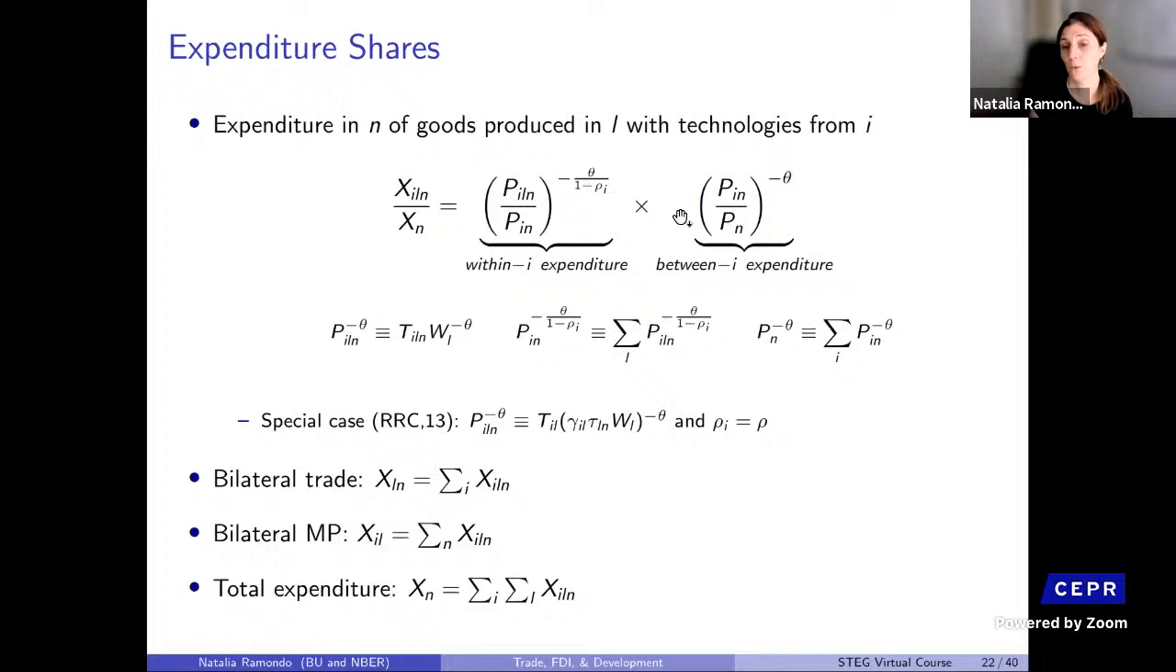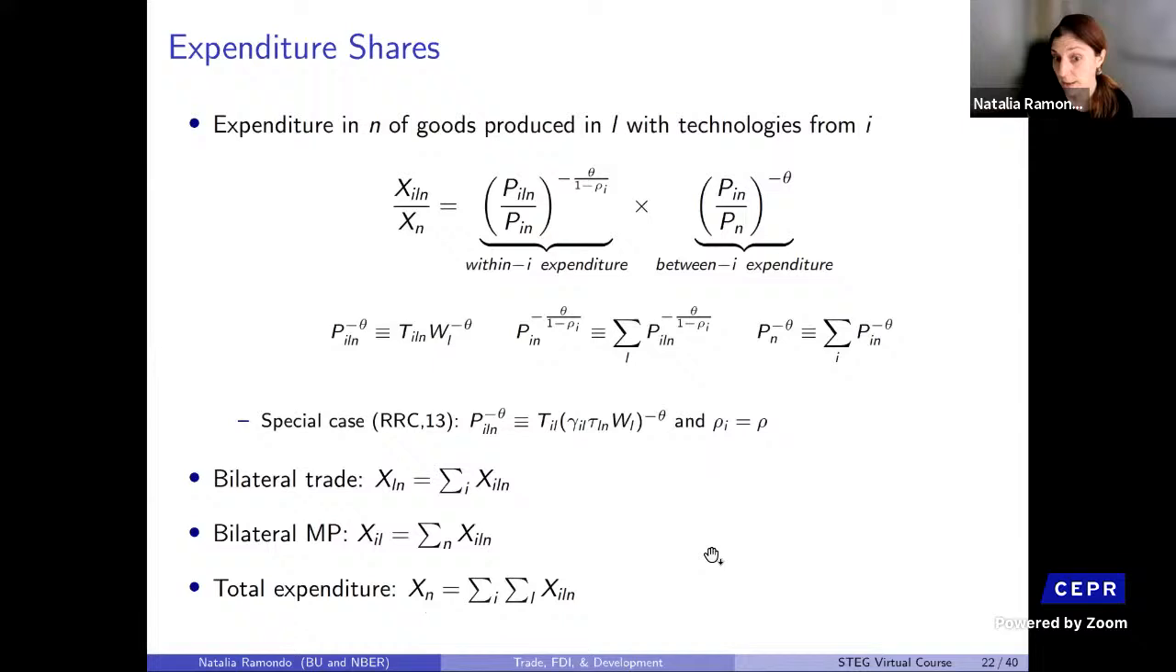This is nice because this will take us to gravity. At the home country level, we have a gravity expression that we can potentially use to estimate elasticities. Now, in the paper with Andres, we were in the special case, as I told Joe, where we decompose these T's into an index for iceberg trade and MP cost. And then we also are a bit less general on these rhos. So now it's easy, we have expressions and we can compute bilateral trade. That is the sum over i of this X_iLN, bilateral MP with the sum over N, and we have MP from i to L. Those are things that we observe in the data. And then we have total expenditure that we also observe in the data.